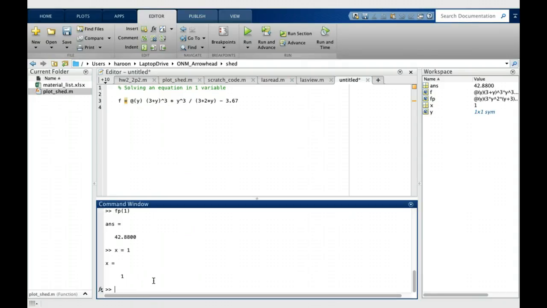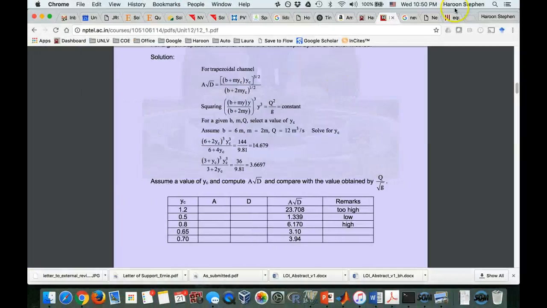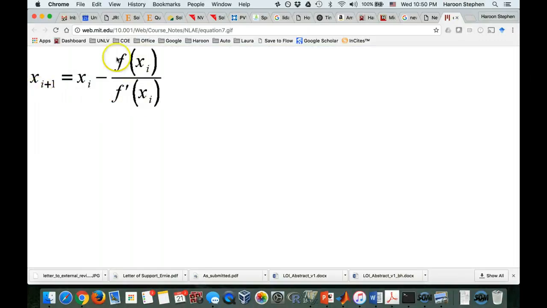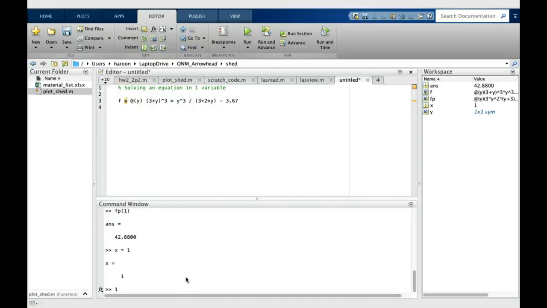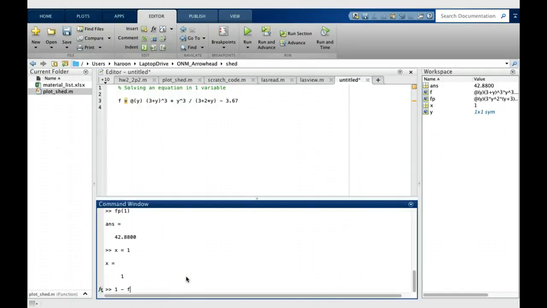And we know to find the next estimate, we need to use this equation, which is the new estimate will be the old estimate minus the value of the function at the old estimate divided by the value of the derivative of the function at the old estimate. So this is the equation that we'll implement. So 1 minus the value of the function at 1 divided by value of the derivative of the function at 1. So this gives us the new estimate, which is 0.78.